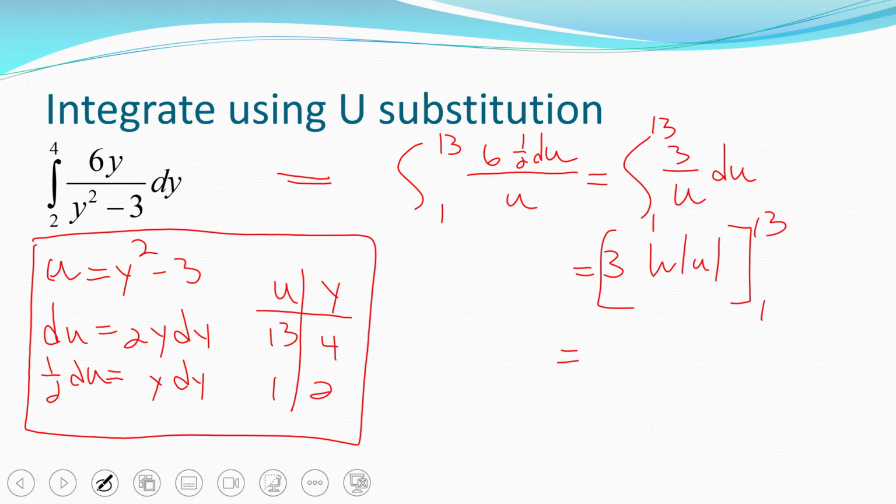So we plug in 13, we plug in 1. You get 3 times the natural log of the absolute value of 13, which is just 13, minus 3 times the natural log of the absolute value of 1, which is 1. But that is just 3 times the natural log of 13, because the natural log of 1 is just 0 anyway, so just ignore it. And that's that integral.